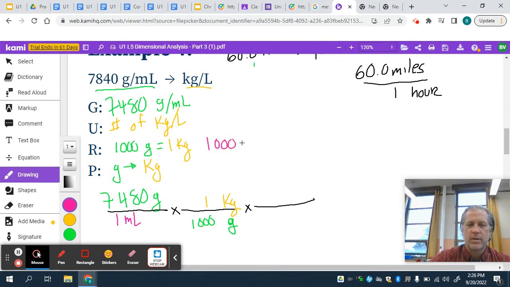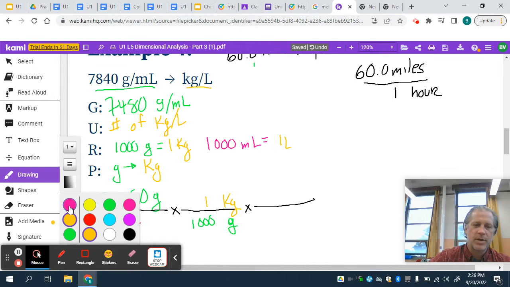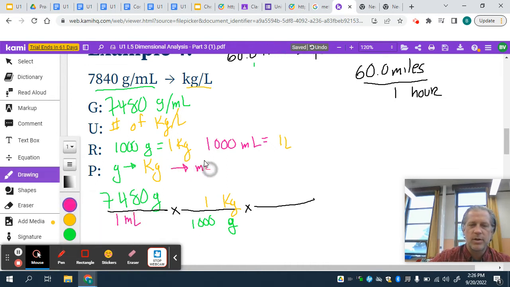1,000 milliliters is equal to 1 liter. So now my problem is going to go from grams to kilograms, but it's going to go then to milliliters, and from milliliters it's going to go to liters.